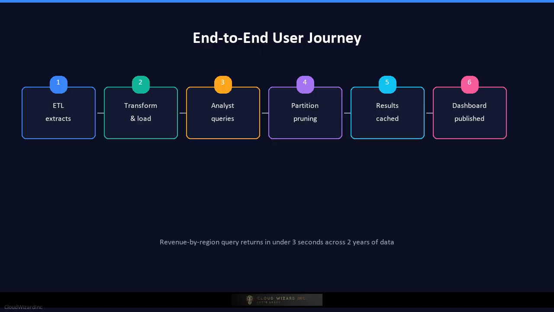The analyst adds a filter for a specific product category. The warehouse re-executes with additional predicate pushdown, and results arrive in under 1 second thanks to result caching. The analyst publishes the dashboard and schedules a daily refresh.